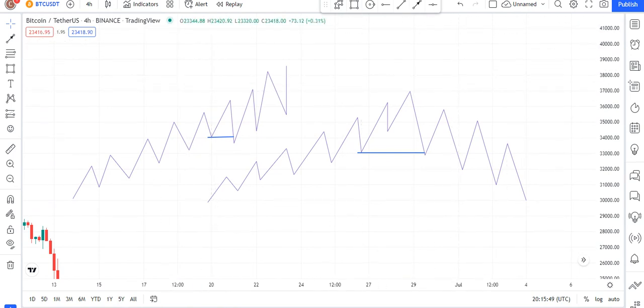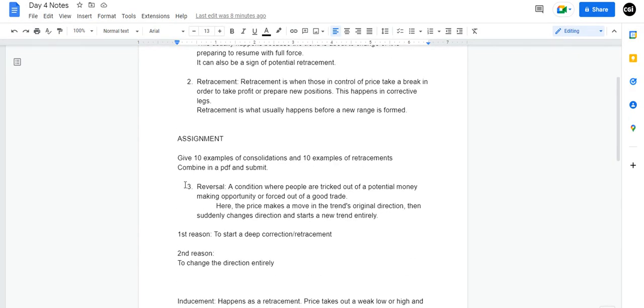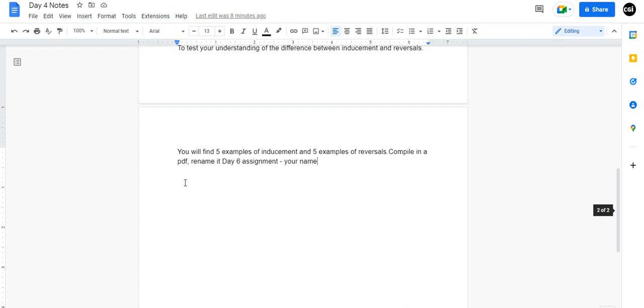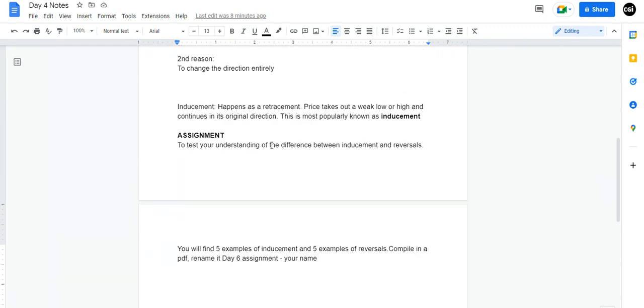Okay. So going back to our assignments, this is to test your understanding of the difference between inducement and reversals. So you find 5 examples of inducement and 5 examples of reversal. So just 10 cases today. Very, very light. All right. So put them in a PDF and name it as the six assignment slash your name. So your name could be Muhammad or Mustafa or Bolanle or Bola or Chinedu. So the six assignment Chinedu, the six assignment Mustafa, something like that.